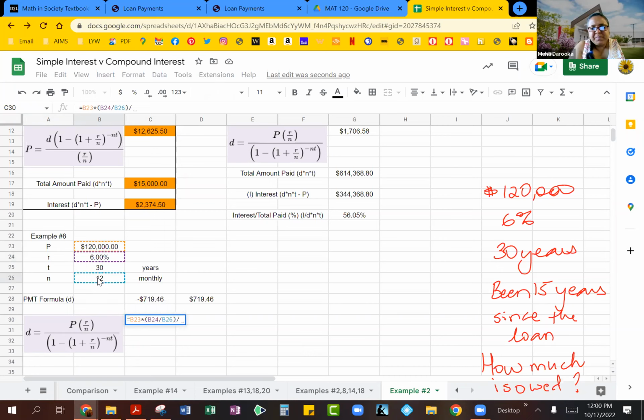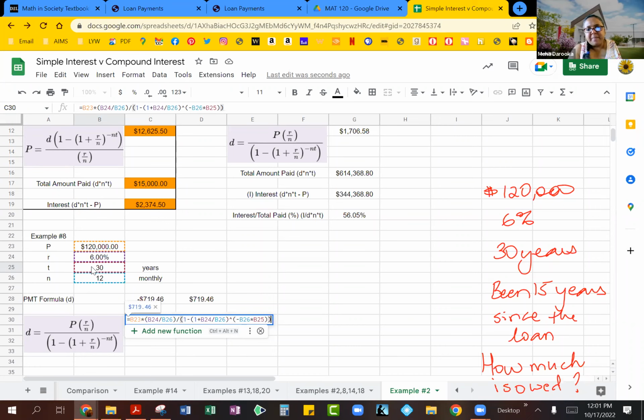Then we do division, open parentheses, 1 minus, then the second parentheses. In this one, you are going to put 1 plus R divided by N. Then you close your parentheses. Then we are raising it to that negative exponent of NT, so we do the little caret symbol. In parentheses, you're going to do negative N times T. We're closing the exponent, just N times T, and now you're closing the whole denominator. So you should have a second parentheses closing at the end.